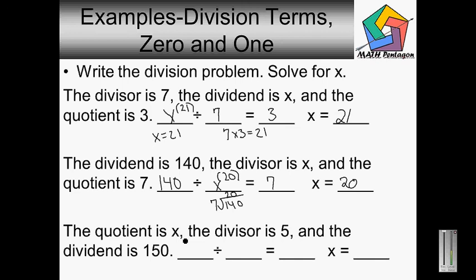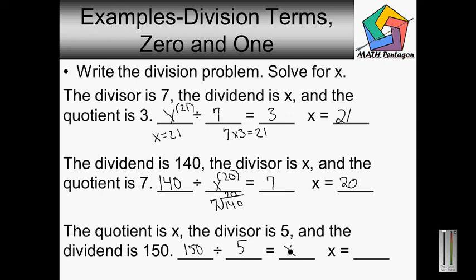Okay, let's go to the next example. We have the quotient is x, the divisor is 5, and the dividend is 150. So the quotient is x. So the answer to this is x. That's what we're going to have to try to figure out. The divisor is 5. That's the second number, and the dividend is 150. So 150 divided by 5 equals x.